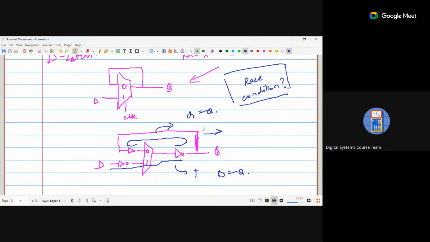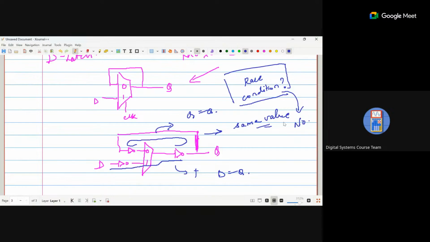But here the race condition will not happen. Why? Because it will be the same value, since that is what we are trying to do. We are just trying to feed the Q back in the same. So there is nothing called race condition here. There will be no race condition in this particular scenario.